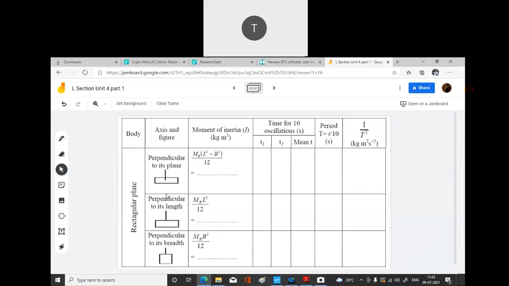Okay, so now we have the same thing for your rectangular plate. Okay, so now what you do, you remove your circular plate. So you take out your circular plate, and when you want to take it out, don't take it out like this, because if I do like this, then I'm going to twist the wire, and there is a possibility that I'm going to break the wire. Okay, so I am going to take this entire thing out of this stand. Okay, and then I will slowly remove it like this.